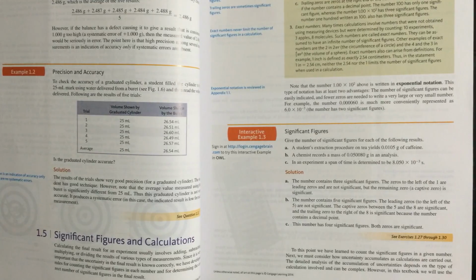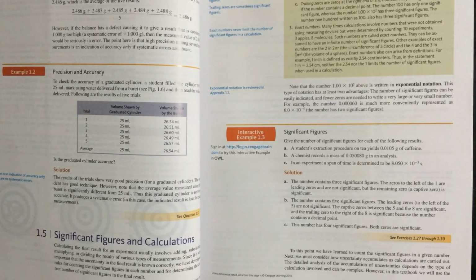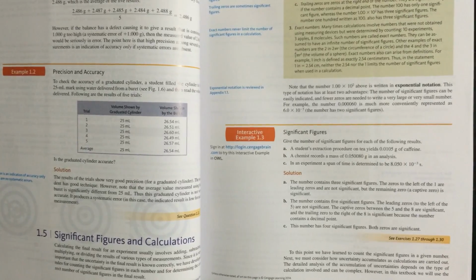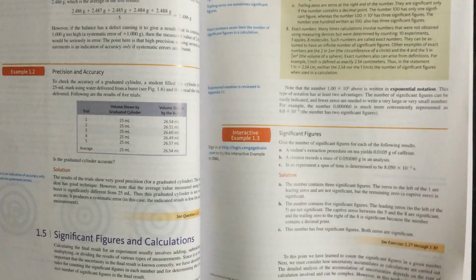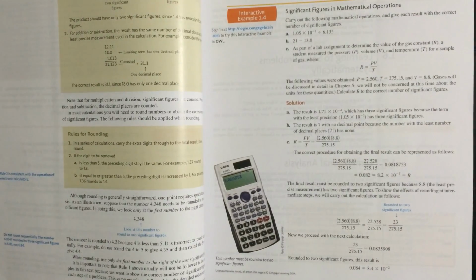To this point, we have learned to count the significant figures in a given number. Next, we must consider how uncertainty accumulates as calculations are carried out. The detailed analysis of the accumulation of uncertainties depends on the type of calculation involved and can be complex. However, in this textbook, we will use the following simple rules that have been developed for determining the appropriate number of significant figures in the result of a calculation.